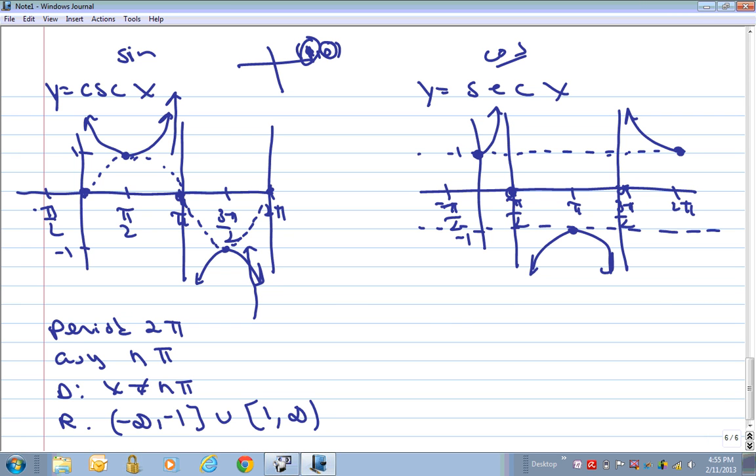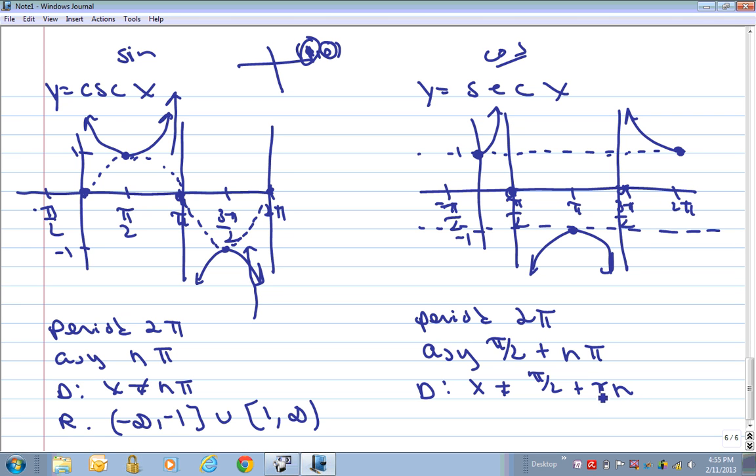All right, the next thing we're going to do is our period. Our period again is 2 pi. Our asymptotes are at pi over 2, and then a distance of pi. So from pi over 2 to 3 pi over 2 is a distance of pi, so plus increments of pi. Our domain would be all real values except x cannot equal pi over 2 plus increments of pi.